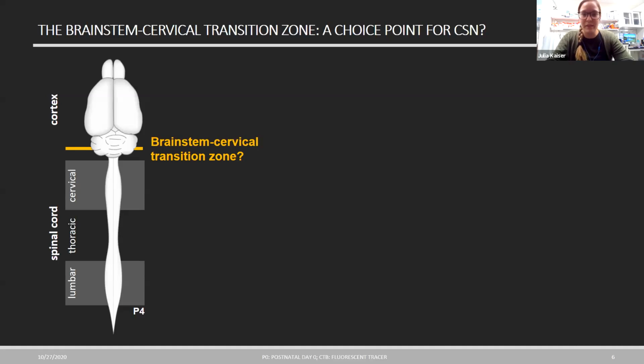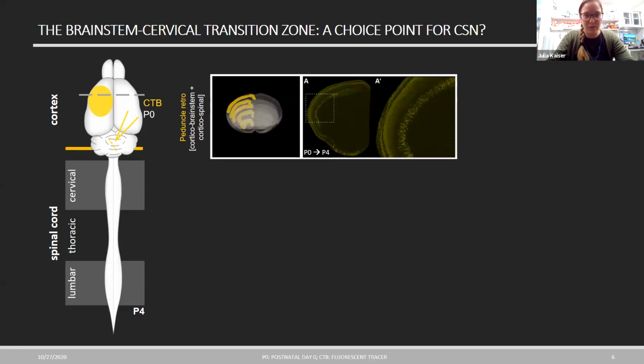First, we wanted to know whether neurons do make this decision early in development. For that, we injected a retrograde tracer into the peduncle, so in the brainstem, that labels all of the neurons that have an axon at this point in time, which is P0. So this is where we expect the axons to be here. This actively labels all of the neurons in layer 5, which you can nicely appreciate here.